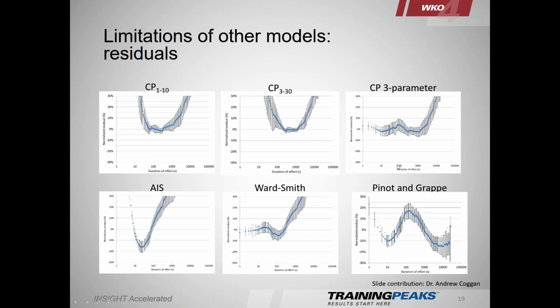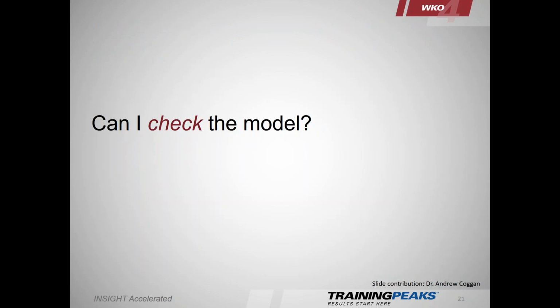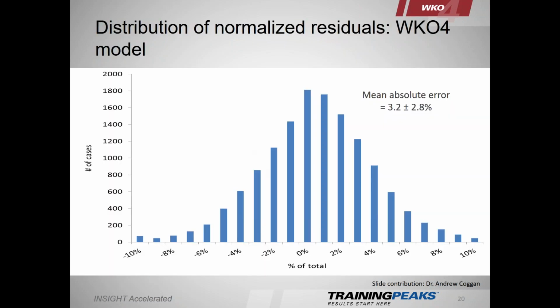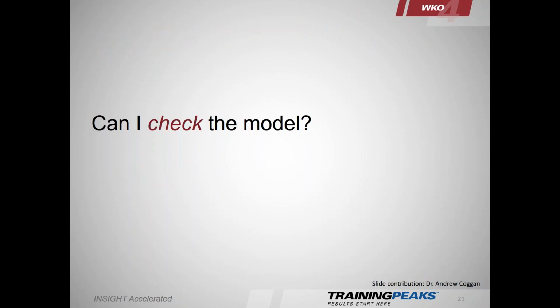When you look at different models and their residuals, we'll talk a little bit about residuals. You can see that each model has some different reality in its residuals. Our distribution of normalized residuals for the WKO4 model is pretty tight. You can see most of the things happening here in the slightly plus range, but you're really talking about a pretty low level of variation, of bias. So the model's pretty accurate, we believe it's the most accurate one out there. But a lot of people wonder about that and ask, can I check the model?